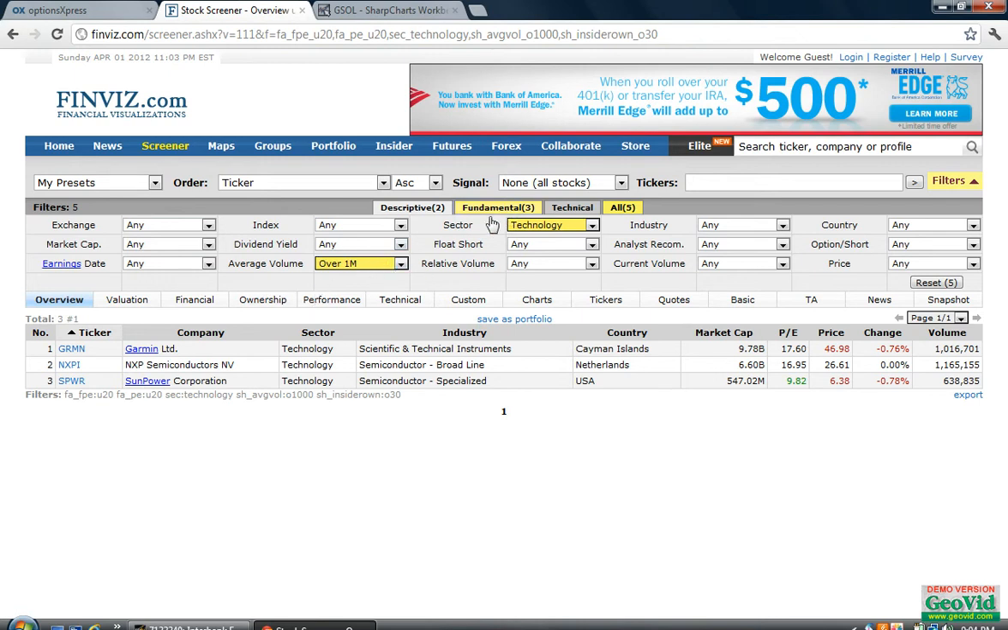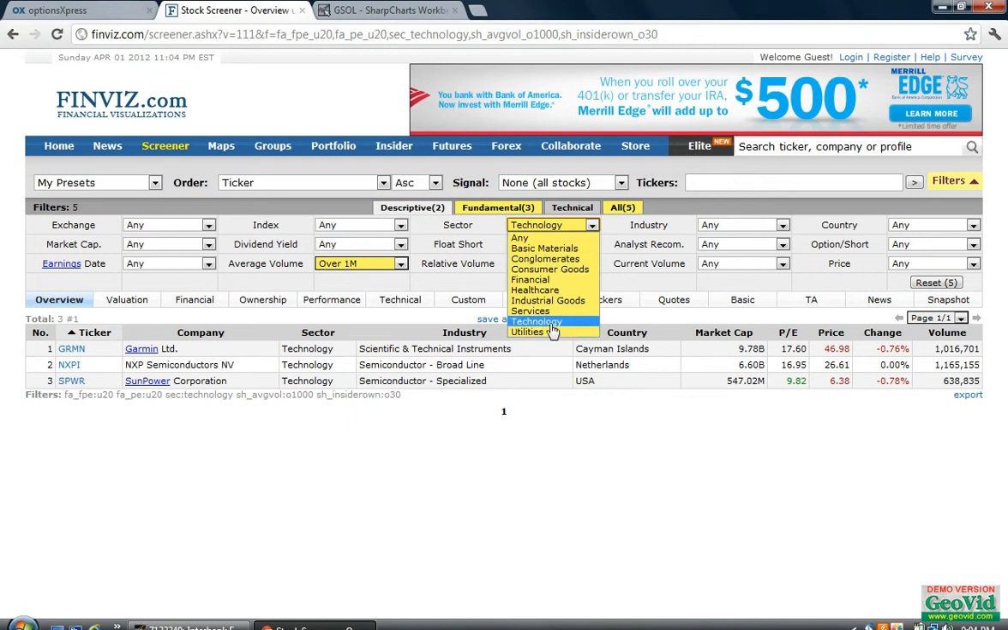Another thing that I like to use is the sector. Why the sector? You have different ones: basic materials, consumer goods, financial, healthcare, etc. However, as we know, the best sector at this point, in my own view, is the technology sector.